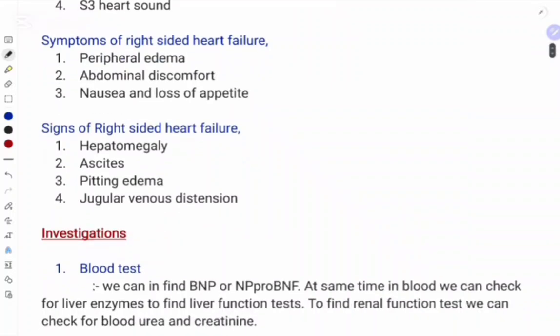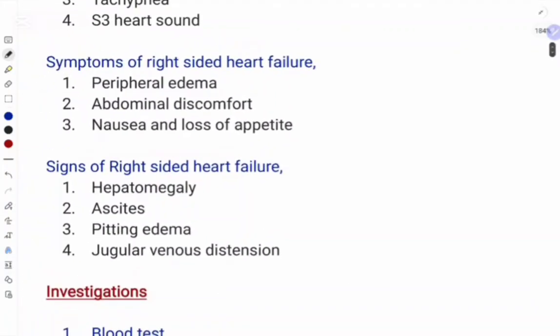When the blood accumulates in the inferior vena cava, it leads to hepatomegaly, because the liver is directly attached to the inferior vena cava. If the blood accumulates in the liver, that leads to hepatomegaly. At the same time, the patient can develop ascites, as hepatomegaly leads to portal hypertension, and portal hypertension leads to ascites. Patients also develop pitting edema in the lower limbs, because of gravity the fluid accumulates in the lower limb.